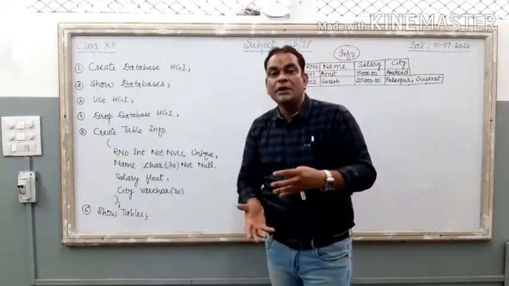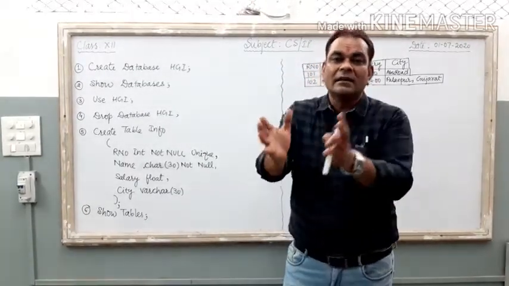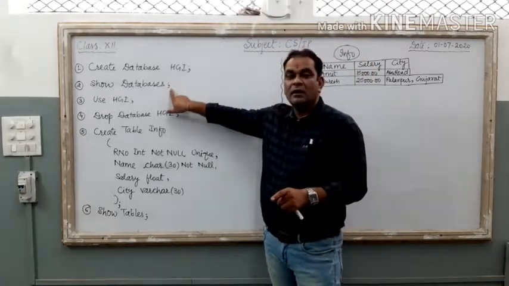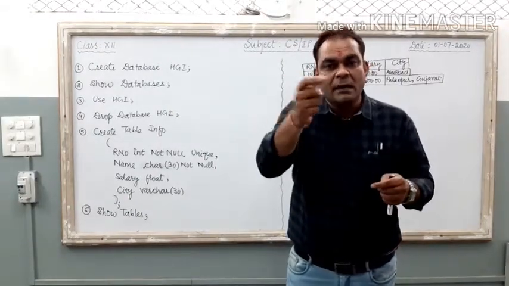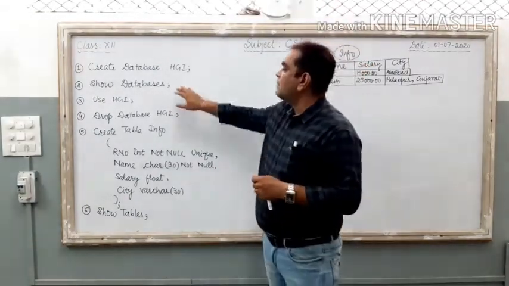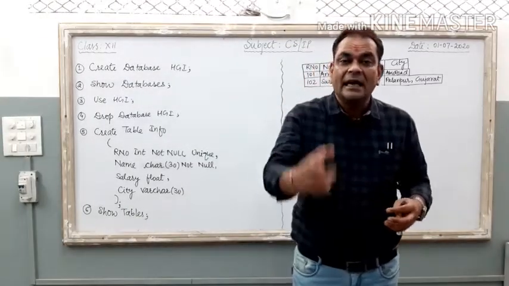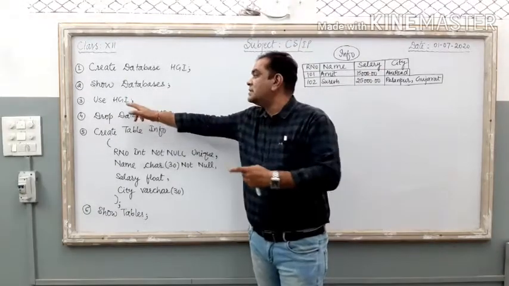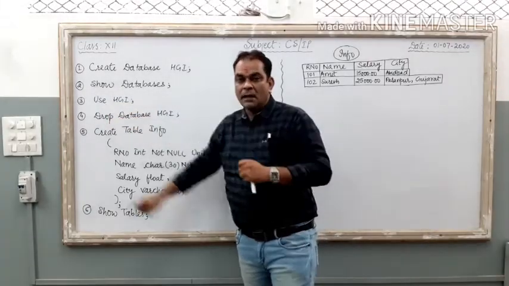Right? In the previous video, I told you that you can write the command in a single line, you can write the command in multiple lines also. But when you put the semicolon, at that time, MySQL executes the specific command. Clear? So the second one, show databases. Now, if you want to enter inside a database, the third command is use HGI. HGI is the name of the database. You can write the use command.